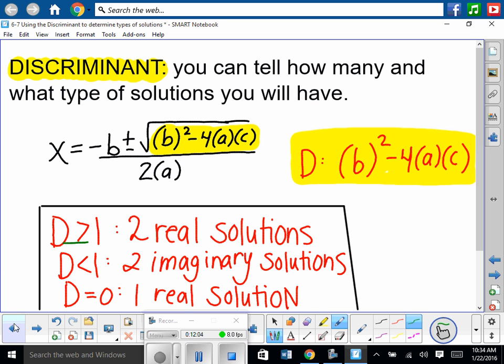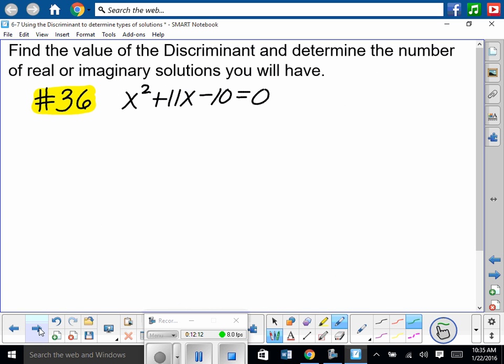But if I said find the solutions, you'd have to go through the whole process. Do you understand what I'm asking here? How many solutions do you have and what kind? That's all I'm asking. So let's just use the discriminant. On number 36, I'm asking you not to find the actual solutions. I'm asking you how many solutions you are going to get and what kind.